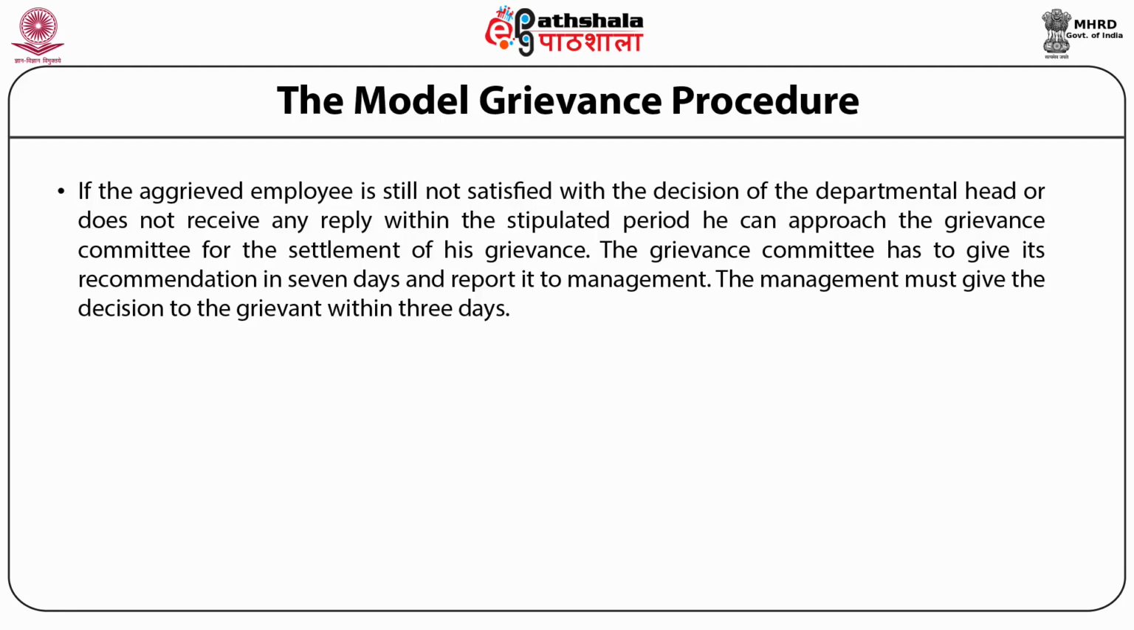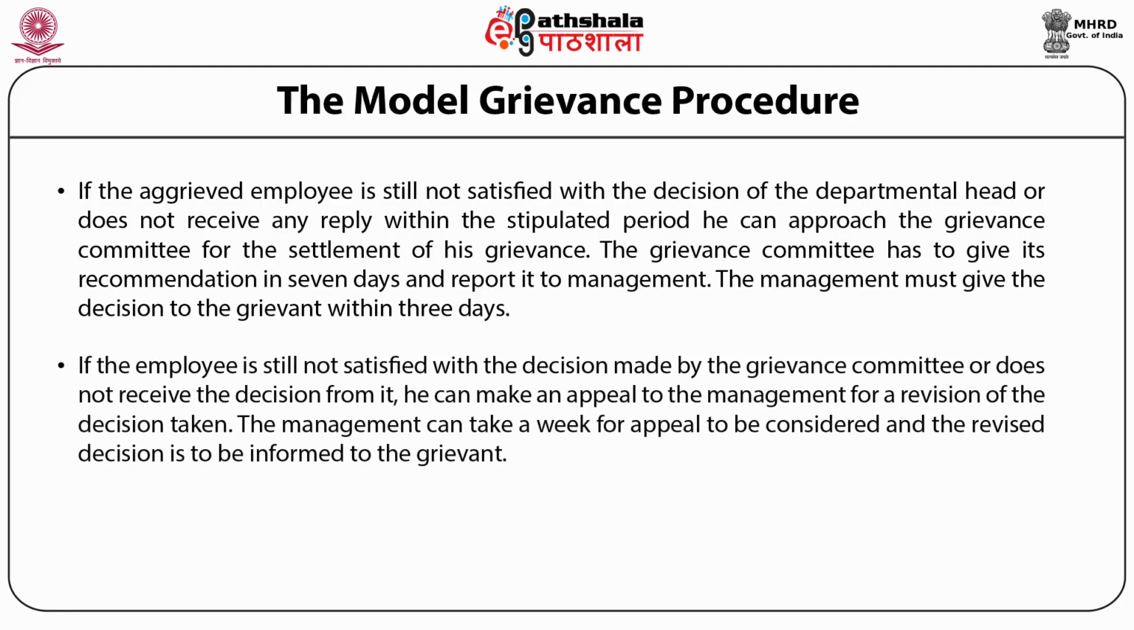Now the fifth step of the model grievance procedure. If the employee is still not satisfied with the decision made by the grievance committee or does not receive the decision from it, he can make an appeal to the management for a revision of the decision taken. The management can take a week for the appeal to be considered and the revised decision is to be informed to the grievant. Now the last step of the model grievance procedure.